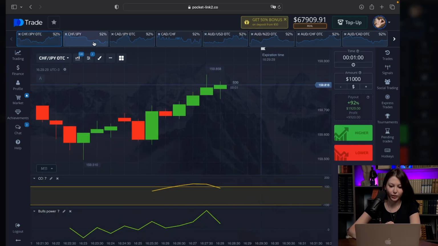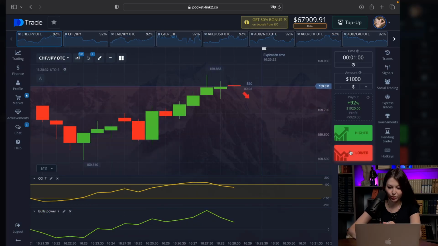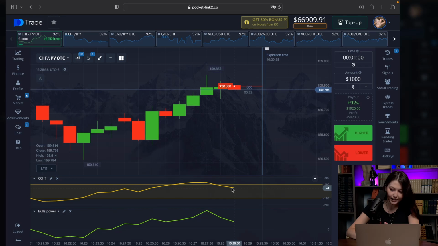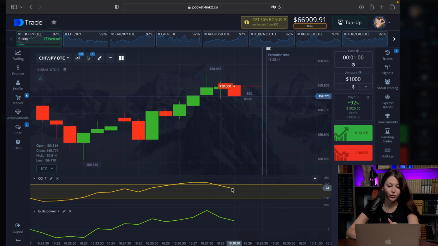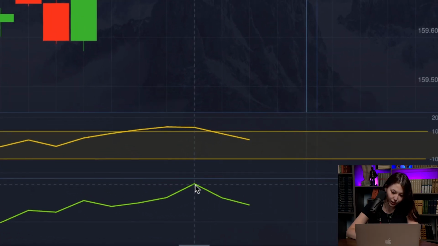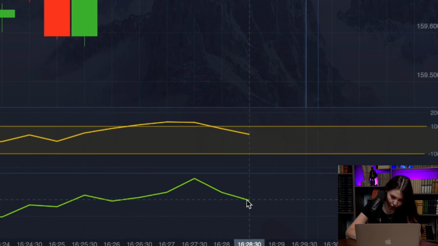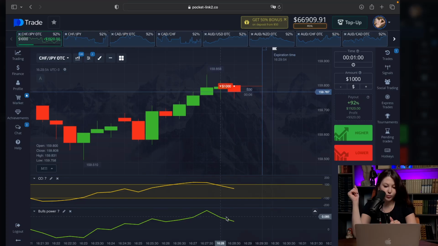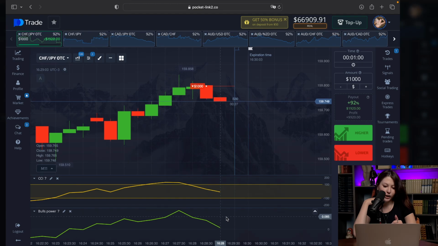Let's make one more. For example, here. We have the main line on the SSY going through the highest line, which shows that the price is gonna fall. And also on the bull's power, we have a breaking line that shows that the price is falling from the edge moment. So we're just waiting a little bit and I think we'll have our profit, and it's still going down. So I think it's gonna be perfectly okay.